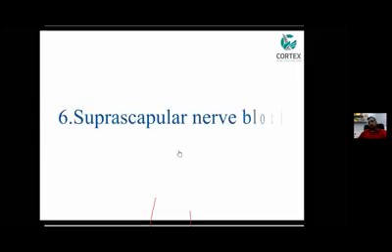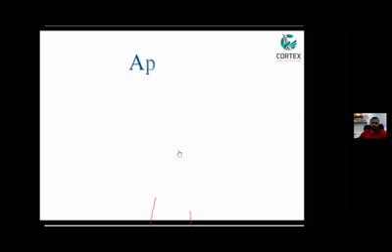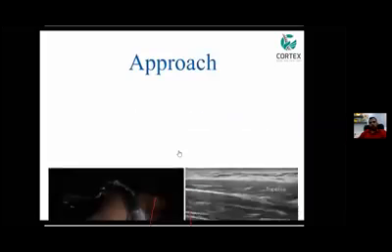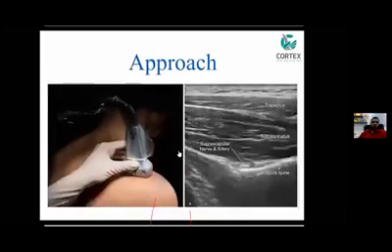After that, we have suprascapular nerve block. It is usually done for chronic adhesive capsulitis, glenohumeral osteoarthritis, or other chronic shoulder pain. All these conditions you can use a suprascapular nerve block for. Initially, you do a diagnostic block with a local anesthetic, and later on you can do a pulse radiofrequency ablation.